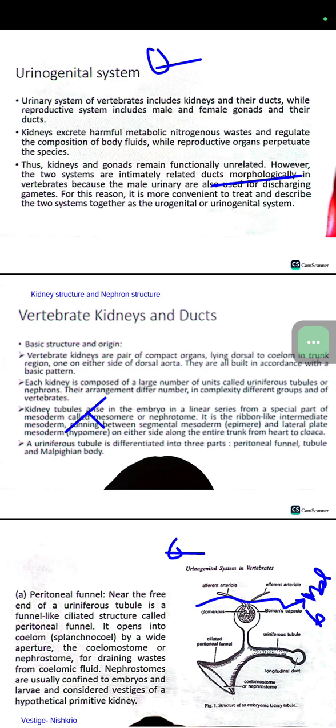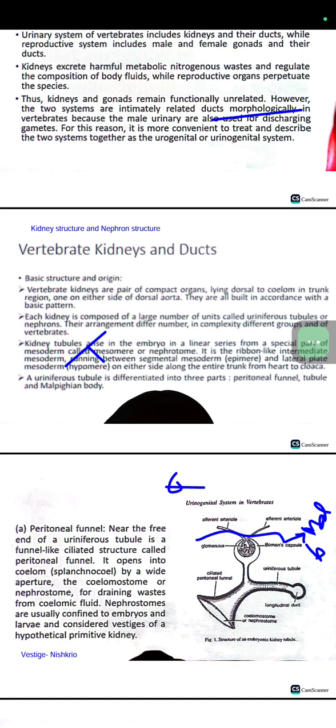Vertebrate kidneys and ducts. Vertebrate kidneys are a pair of compact organs lying dorsal to the coelom in the trunk region, one on either side of the dorsal aorta. They are all built in accordance with a basic pattern. Each kidney is composed of a large number of units called uriniferous tubules or nephrons. Their arrangements differ in number and complexity in different groups of vertebrates.